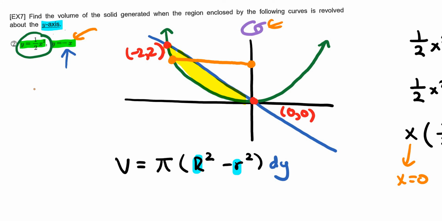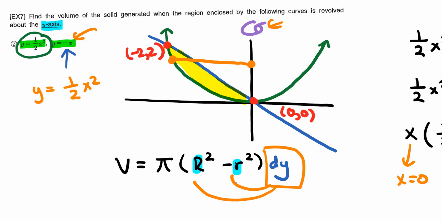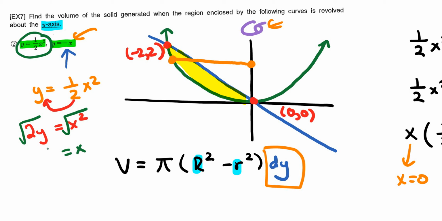So I know the parabola has the equation y equals 1/2 x squared. But since everything is in terms of dy, I need to write my parabola in terms of y. I have to make sure all these functions on the inside have the variable y. Okay, so I do have to make a little modification here. I can bring the 2 over there, so that'll be 2y equals x squared. And then after that, I can take the square root of both sides. So square root that and square root that. So that means x equals the square root of 2y. So this is going to be my outer function there.